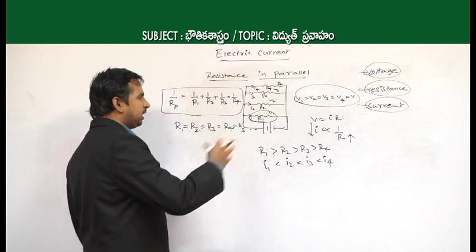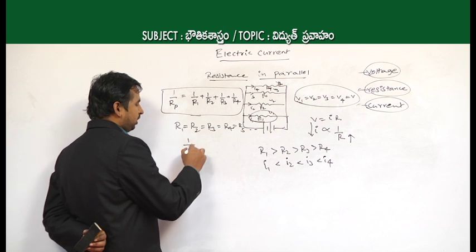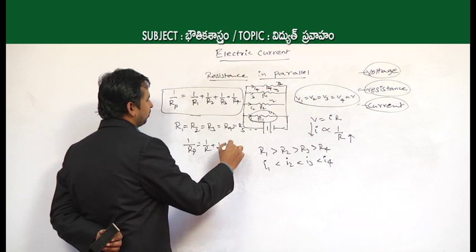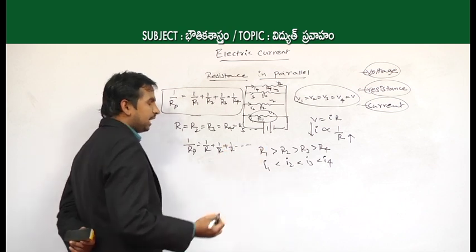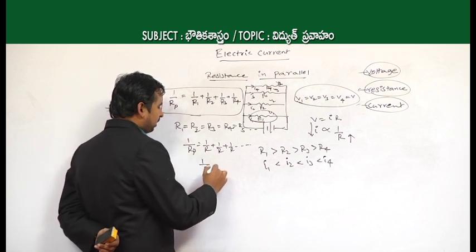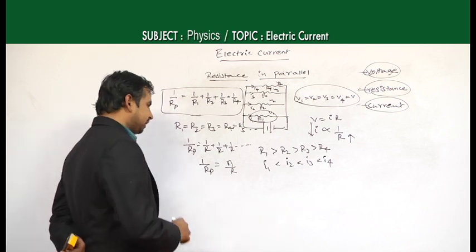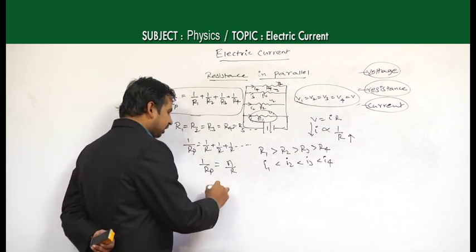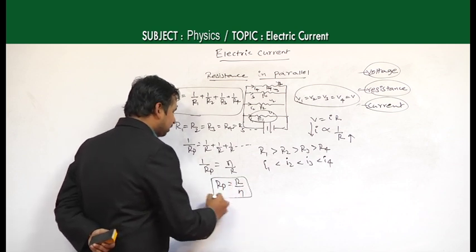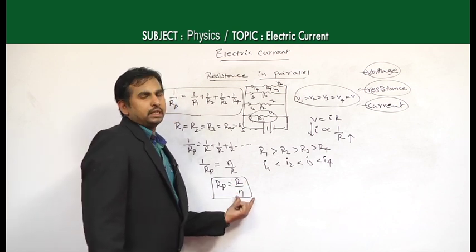Like this, if you are connecting n number of resistors, then how does the equivalent resistance become? 1 by Rp is equal to 1 by R plus 1 by R plus 1 by R, like that we are adding n number of resistors. Then finally it becomes 1 by Rp is equal to n times 1 by R, which means n by R. As we are taking the reciprocal, the Rp value becomes R by n. Here you can observe that the final resistance is the individual resistance divided by n, the number of resistors.